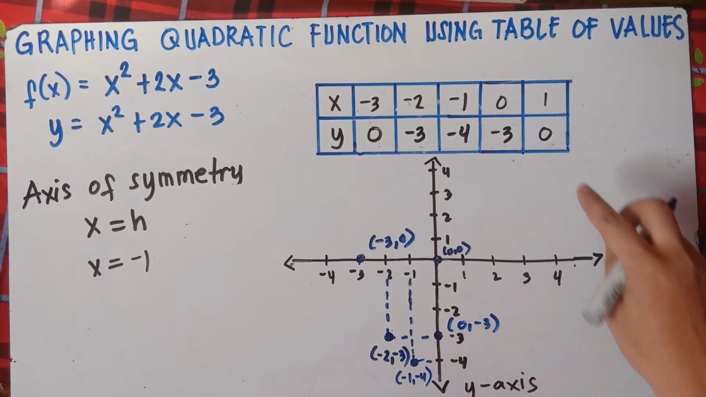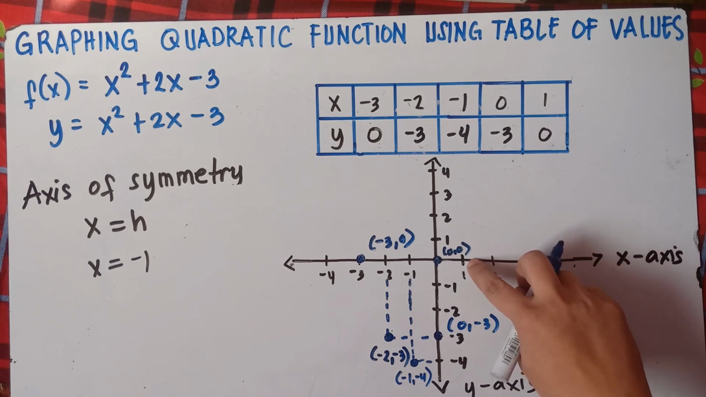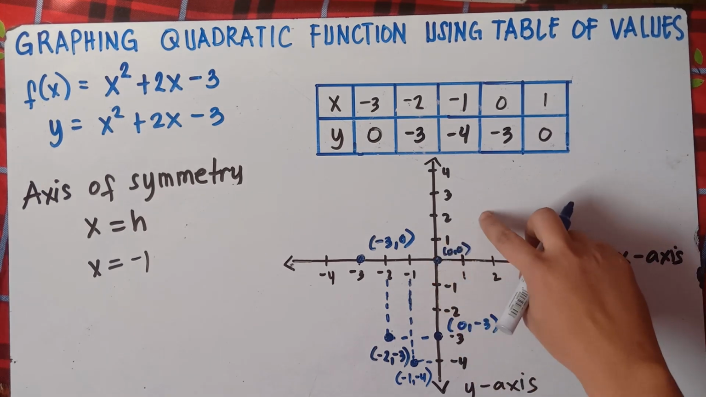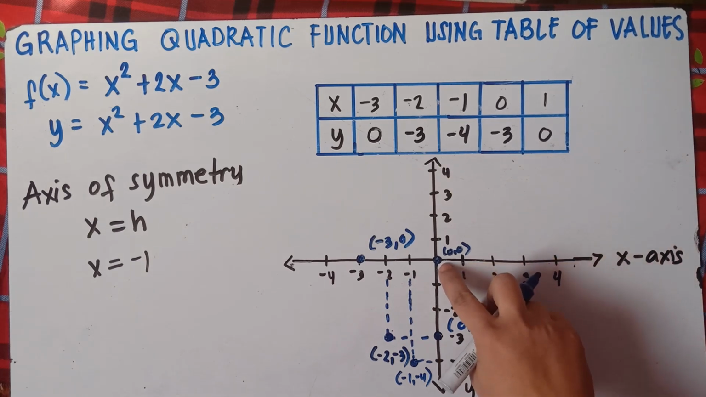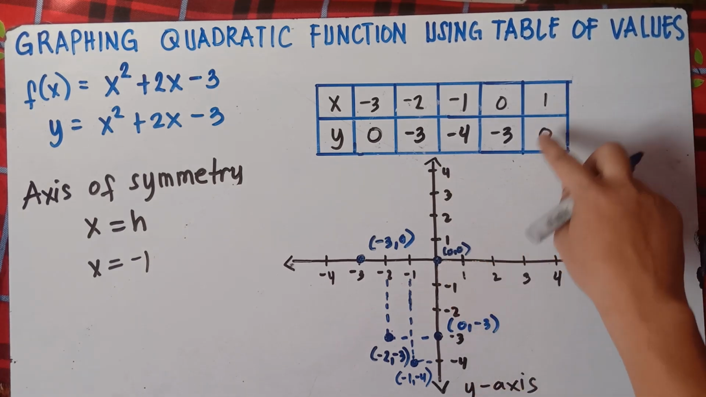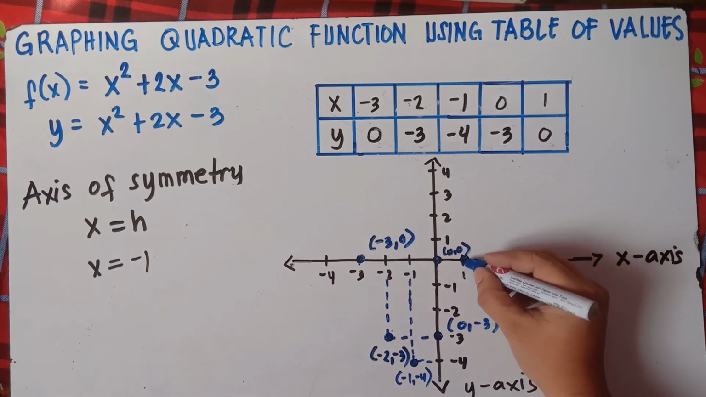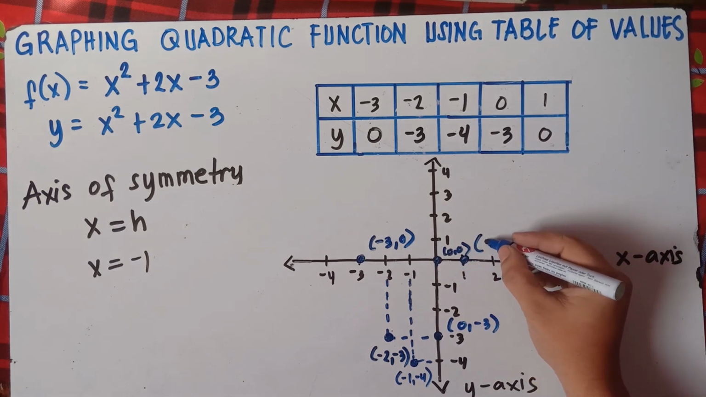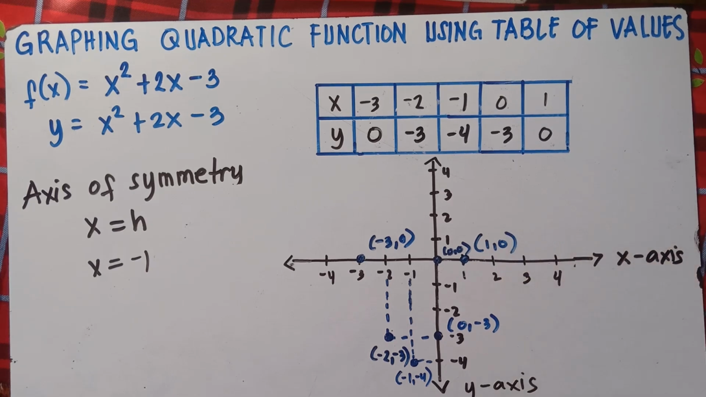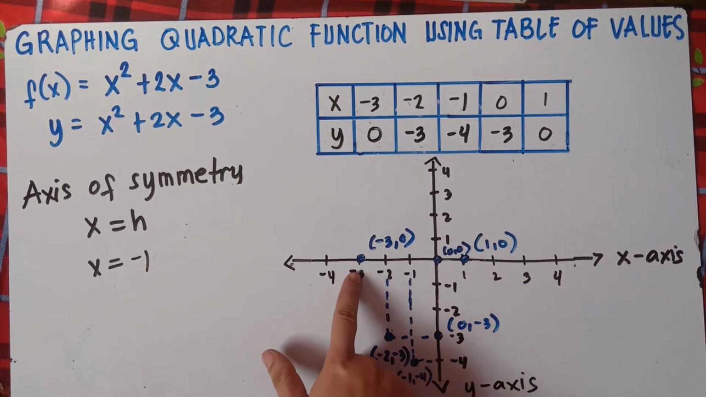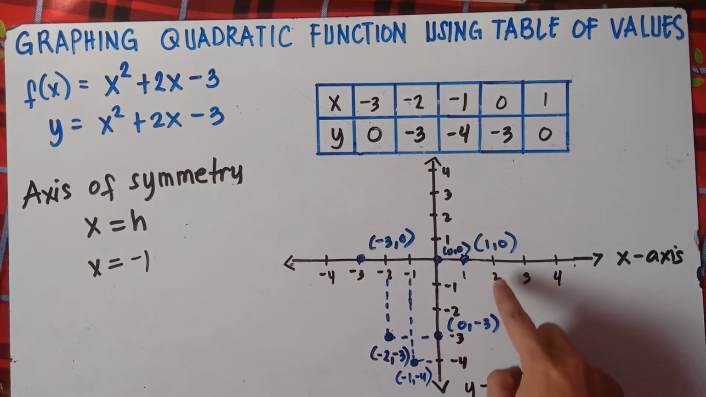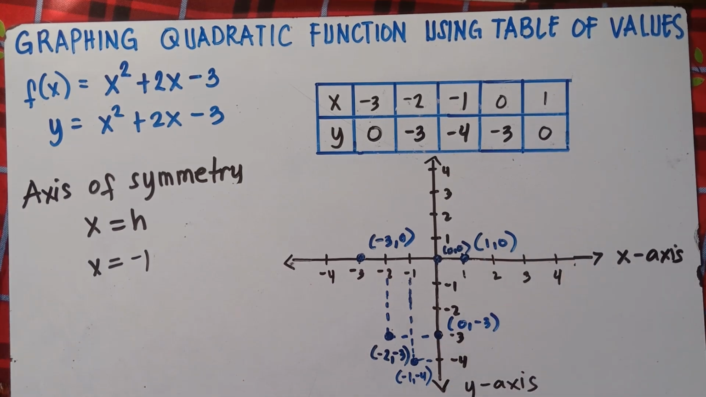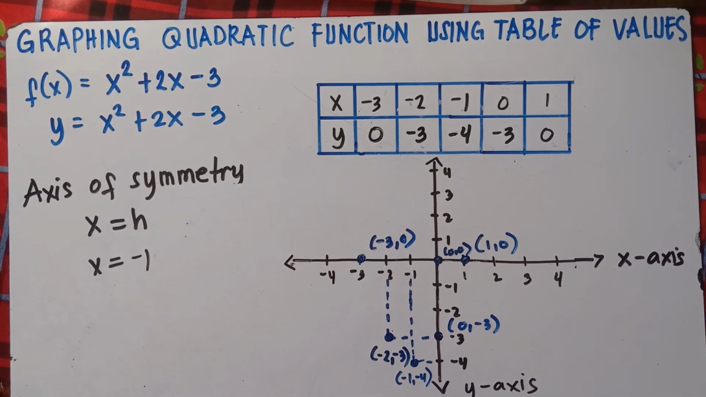And then the last one: x is 1, and your y is 0. So you will not move up and down, because your y is 0, it means that your y is at the origin. So your x is positive 1. So this will be your point, class: 1 and 0. Negative 3, 0. Negative 2, negative 3. Negative 1, negative 4. 0, negative 3. And 1, 0. So those are your points, and then you connect, class.